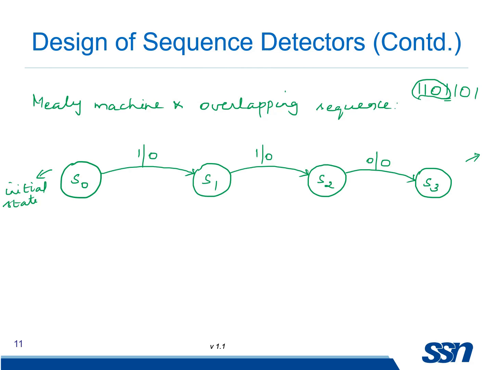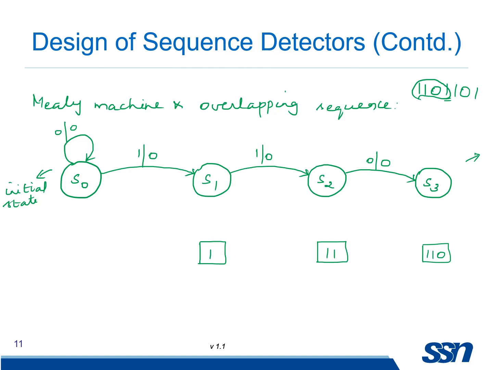Okay, then from the initial state, if I am receiving a 0, we assume that the sequence has not started, so we will remain in the initial state itself. Then the conditions are same. Here we have received 1. Here we have received 1 1. Here we have received 1 1 0.